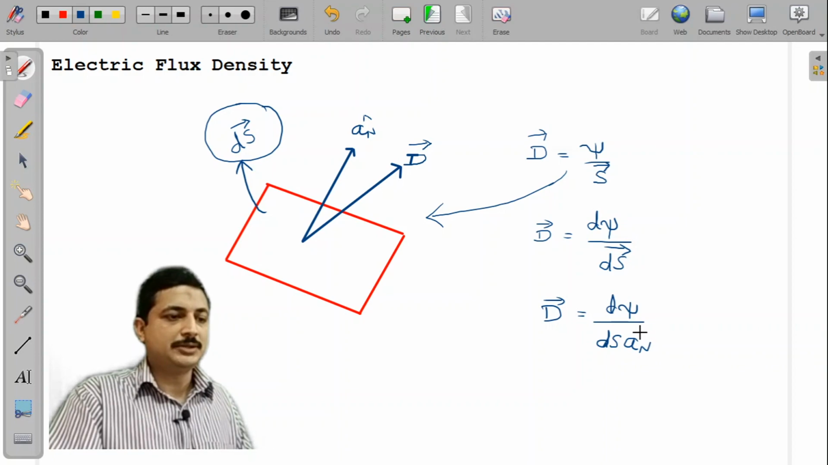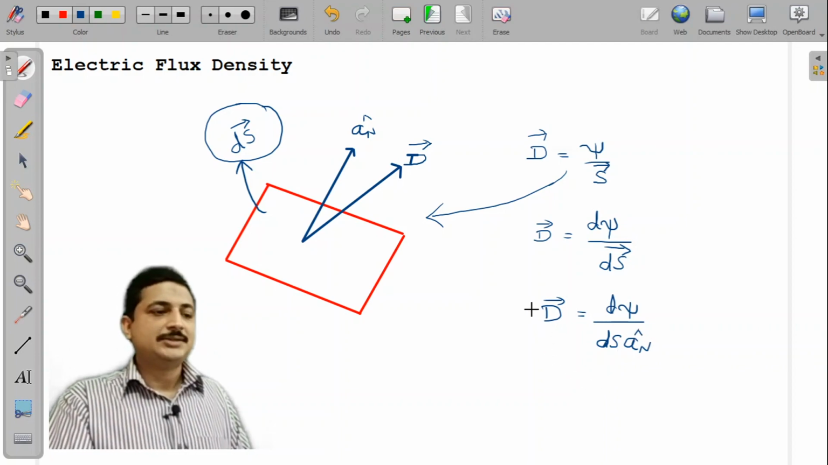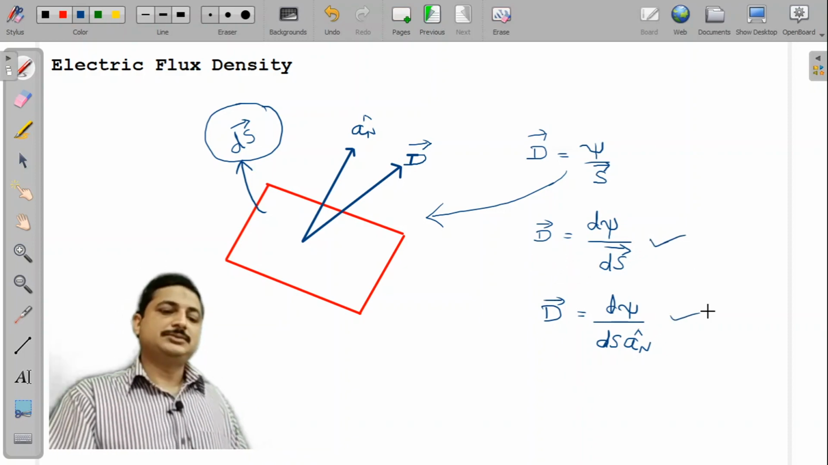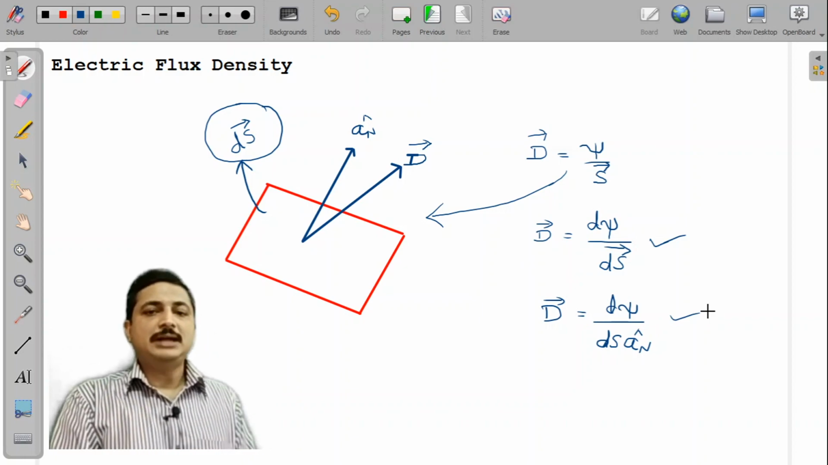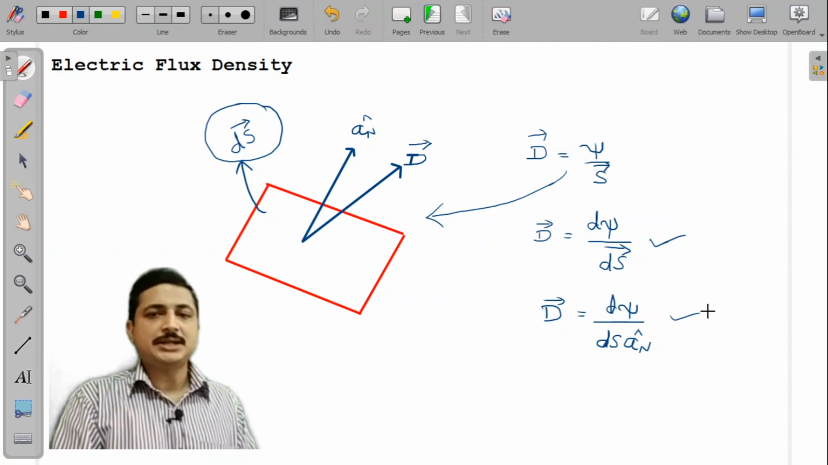Now I can rewrite this as D vector equals d psi divided by ds an cap. This is also true because ds vector is nothing but surface area into direction. So I can write D vector like this, and this is also true. So I define mathematically electric flux density as the ratio of electric flux to the surface area which I am considering.